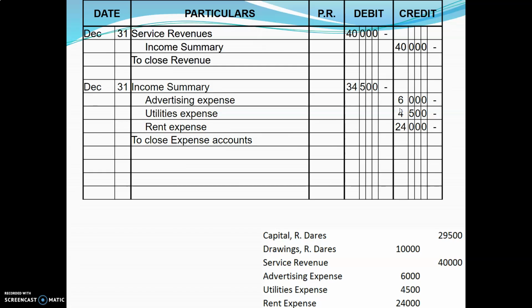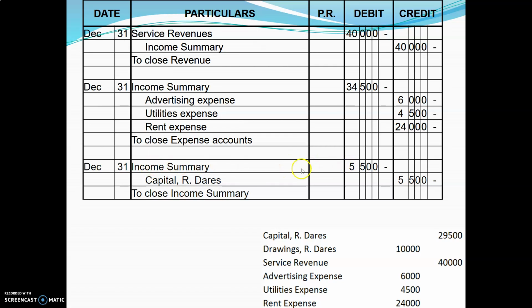So did we make money or did we lose money? Well, we can see here that our revenue was 40,000 and our expenses was 34,500. This matches our total expenses number. So we did in fact make money. So that tells you that right now the income summary has a credit balance and a difference of, well, what's 40,000 minus 34,500? Well, it'd be 5,500. So our net income is 5,500. And so we end up closing that amount into our capital account. So that's where we go.